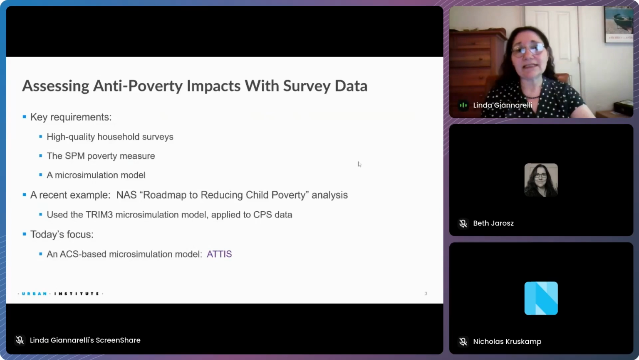A recent example of this combination of elements was used by the National Academy of Sciences in their Roadmap to Reducing Child Poverty analysis. That analysis used a different simulation model, the TRIM3 microsimulation model, to assess the potential impacts of the policy changes put forward by the NAS panel. TRIM3, however, is applied to CPS data and therefore produces primarily national results. So today's focus is an ACS-based microsimulation model called ATIS, which stands for Analysis of Transfers, Taxes, and Income Security.